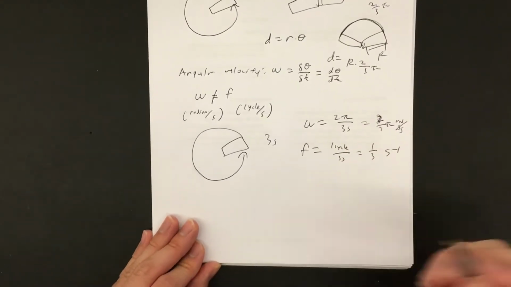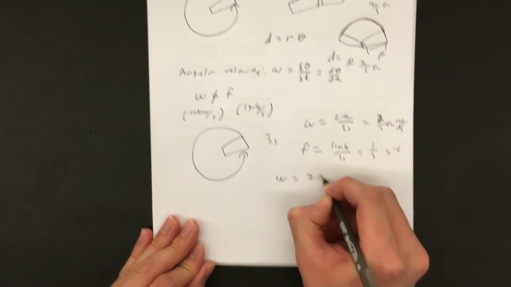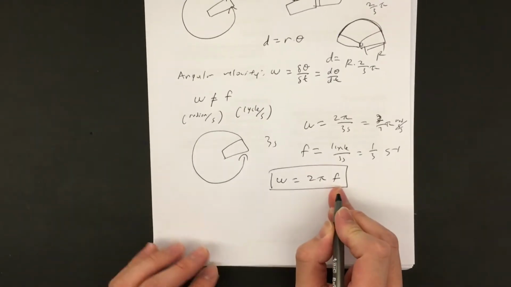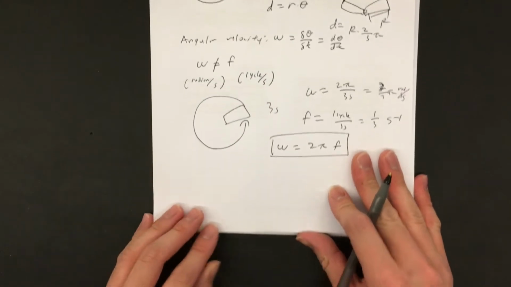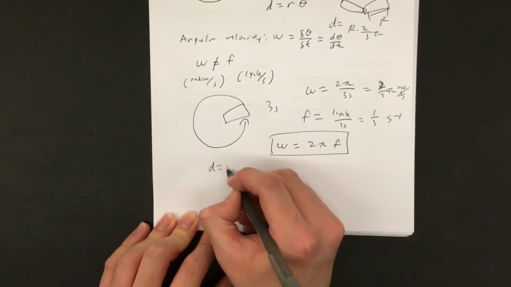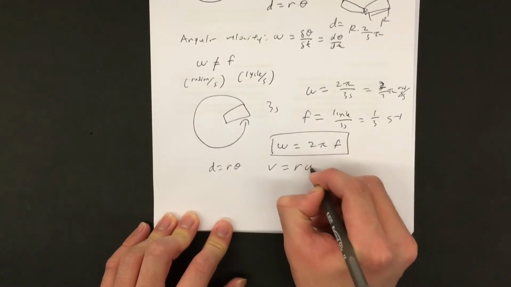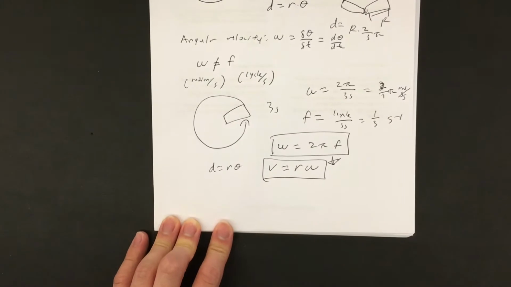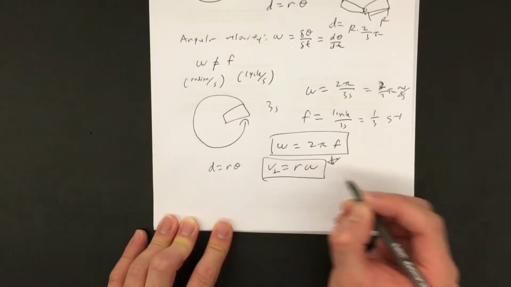So therefore, one generalization can be that omega equals 2 pi times frequency. This is the main difference between angular velocity and frequency. And similarly, just like distance equals r times theta, velocity is also equal to r times omega. This is another fact to note. And in this case, r times omega would be the perpendicular velocity.